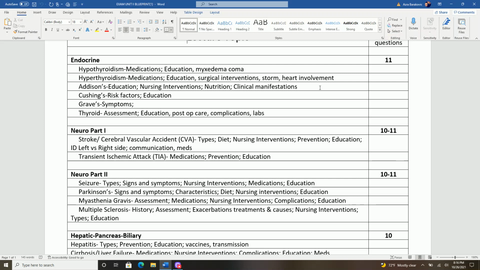Graves' disease and Hashimoto's, just know the signs and symptoms of those. That's the main thing I want you to know there. For thyroid, it's education and post-op care.